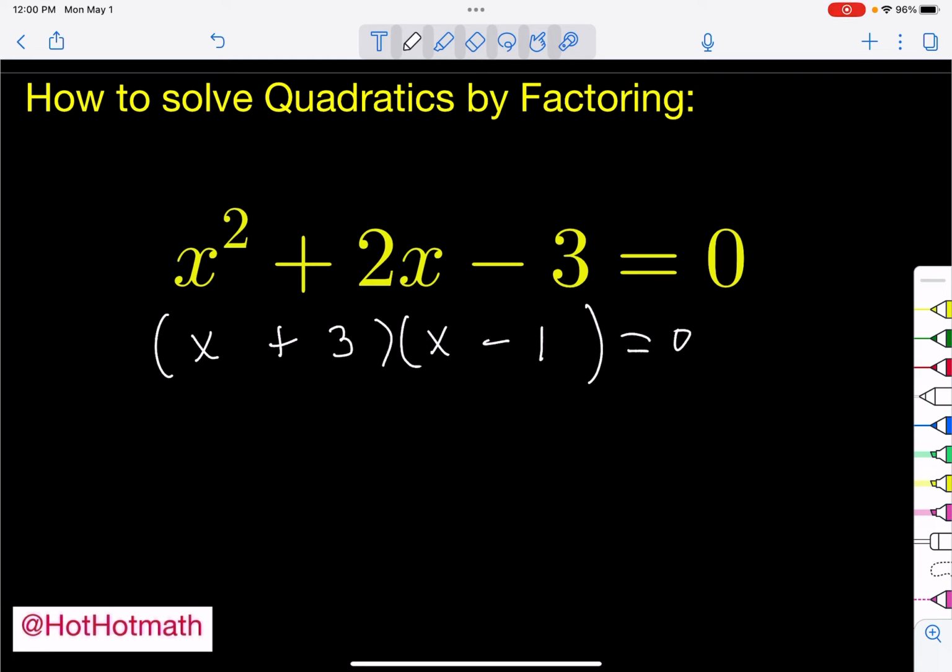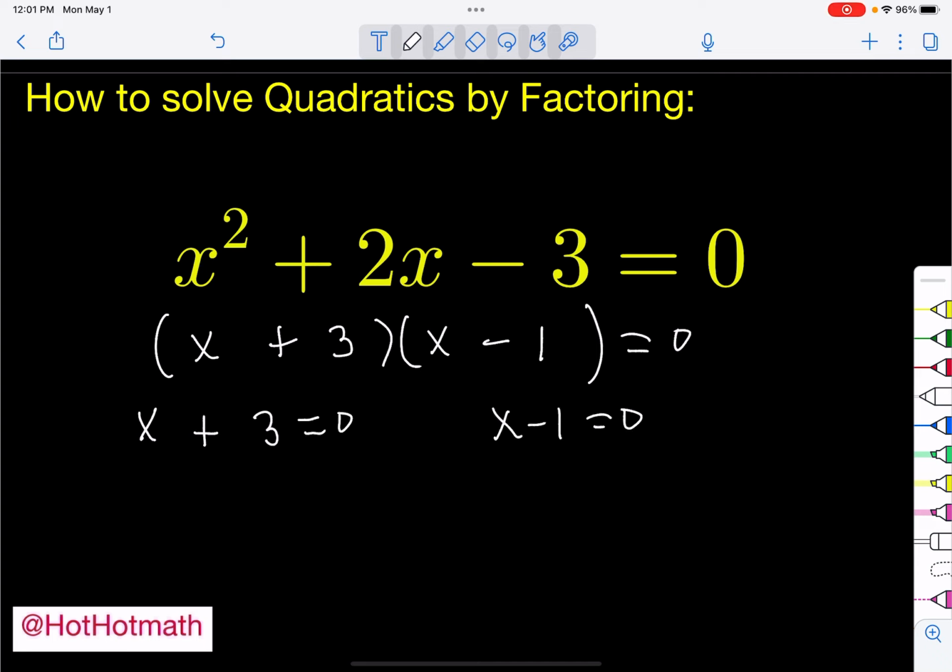Now, once you have it in factored form, we can verify that it's factored correctly because the x makes x squared. That's the first. The lasts should make -3. They do. And the inner and the outer should make +2. They do. We get a +3, -1. Perfect.